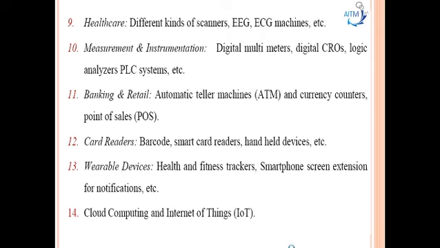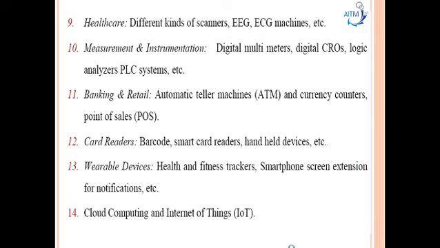Then embedded devices in wearable devices, that is health and fitness trackers. They are used in gyms. Then smartphone screen extension for notifications, and many more. Then finally in cloud computing and the Internet of Things. The Internet of Things is an important area where embedded systems are used.